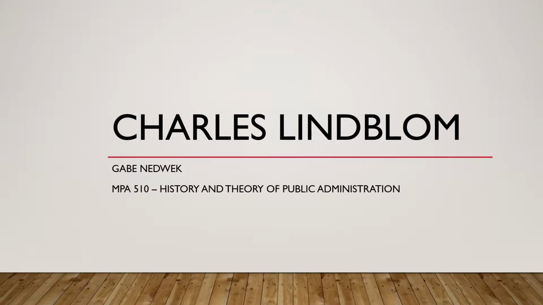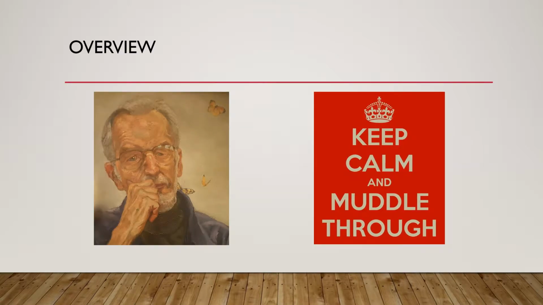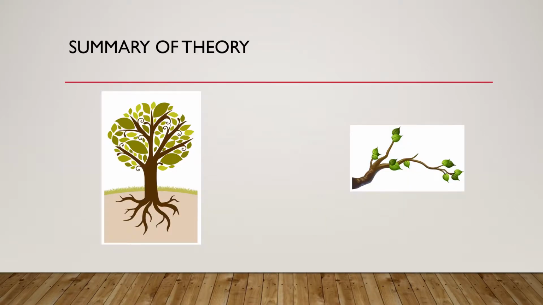I'm going to be doing a presentation this week on Charles Lindblom's theory of muddling through. So the basic idea of this theory is there is the root theory, or the root method, and the branch method. And the root method is what Lindblom called the rational comprehensive idea.